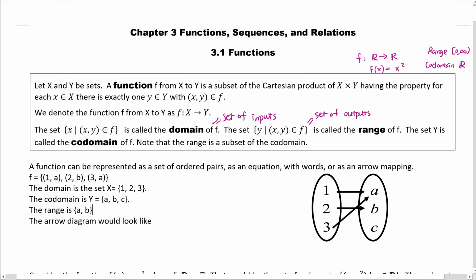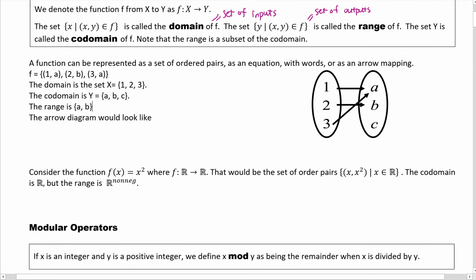Okay, let's continue. Functions can be represented as a set of ordered pairs, as an equation with words, or as an arrow mapping. Okay, this is an example. f equals the ordered pairs (1, a), (2, b), (3, a). And then we can draw the table here. We have the first circle denoting the set of inputs, and the second circle denoting the set of outputs. So the inputs could be 1, 2, 3. The outputs are a, b, c in this case. Okay, the codomain is a, b, c.